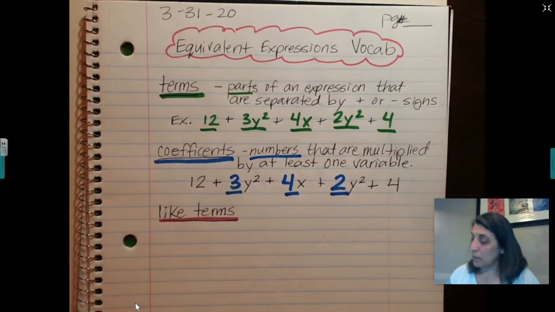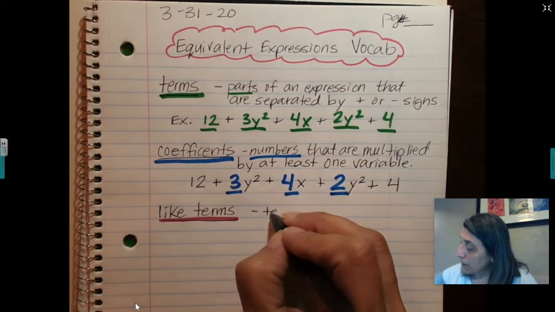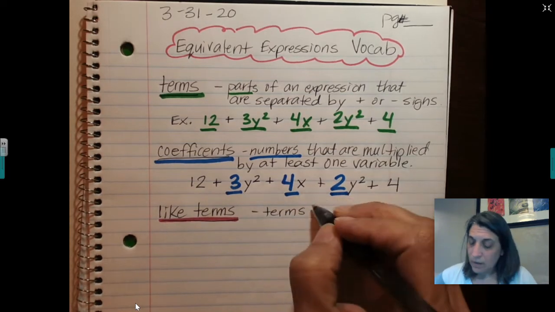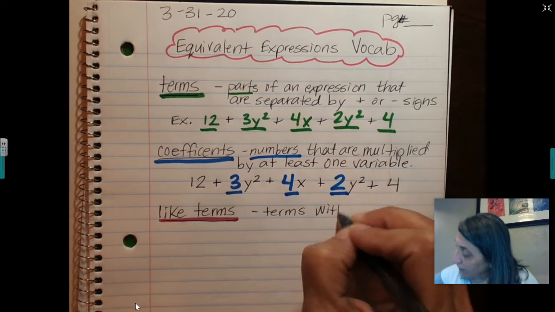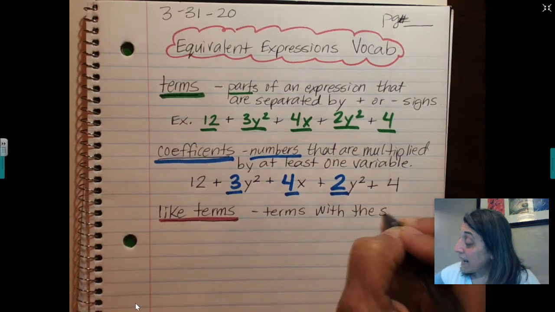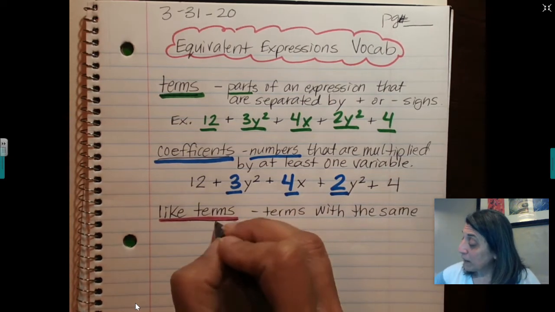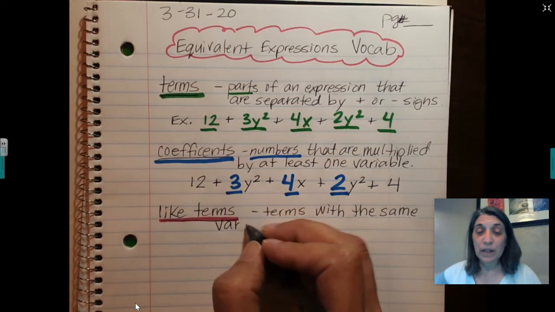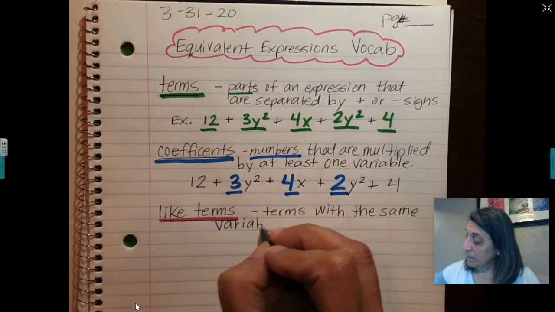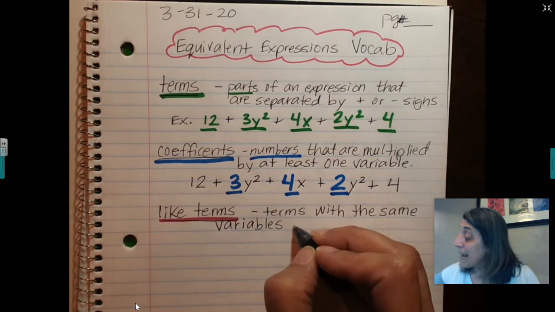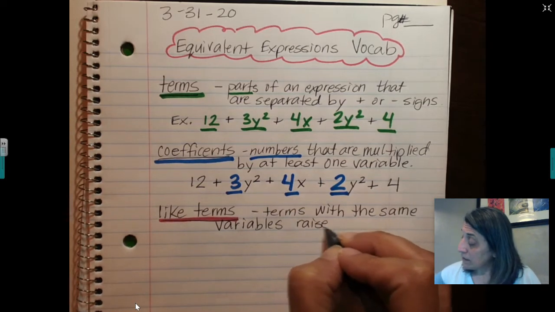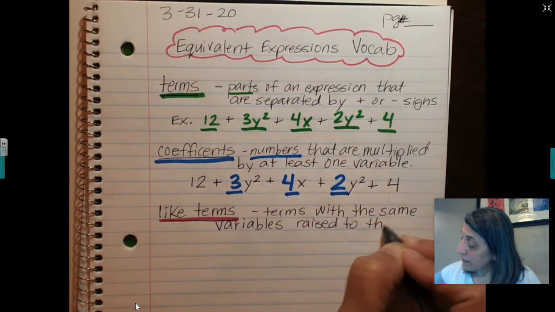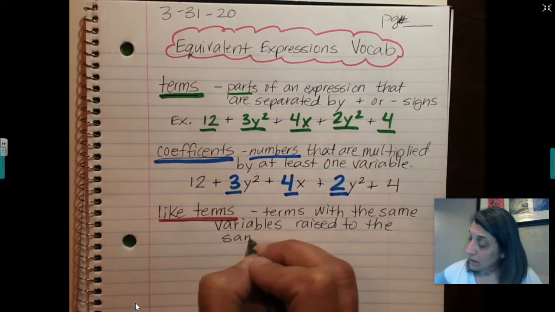What are like terms? Okay, those are terms with the same variables. I have to learn to talk slower. I'm sorry. Raised to the same power.